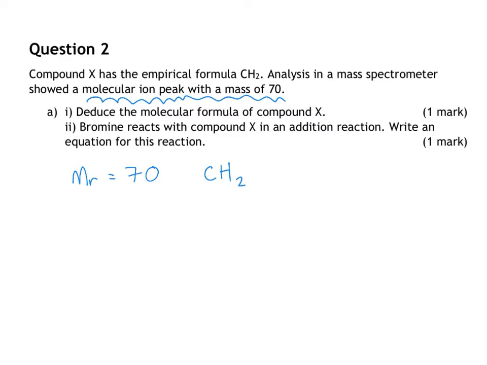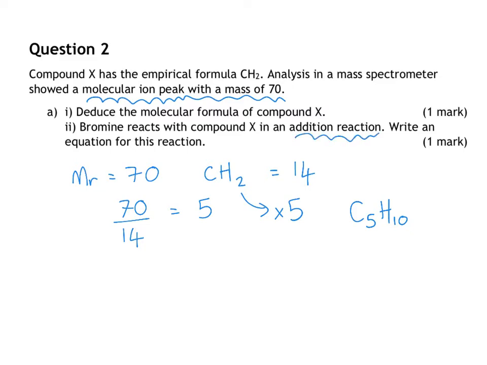So what we need to do is work out the mass of CH2, which equals 14. And then we do 70 divided by 14, which gives me 5. So the empirical formula needs to be multiplied by 5, giving me a molecular formula of C5H10. So the next part tells me that compound X reacts with bromine in an addition reaction.